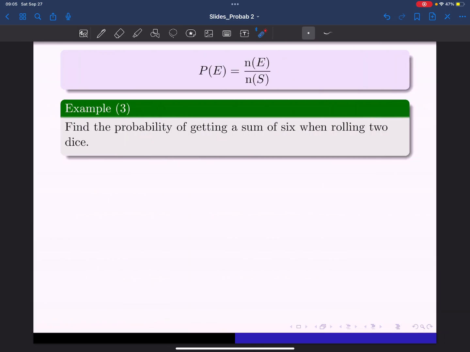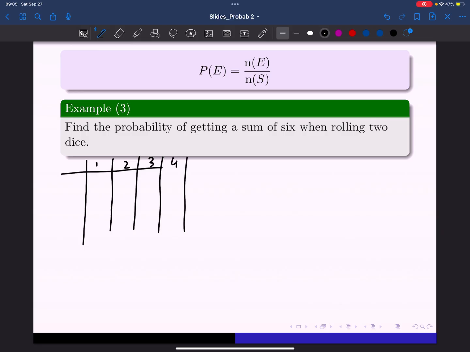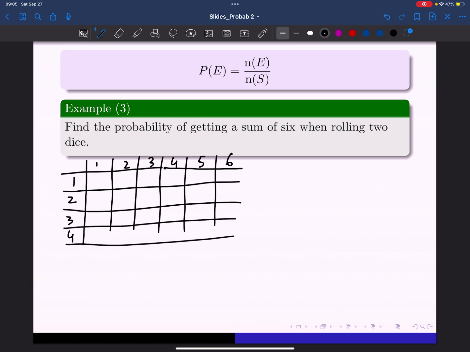Example 3: find the probability of getting a sum of 6 when rolling 2 dice. So we would need to list all possible outcomes. We did this sometime in counting, in a table. So 1, 2, 3, 4, 5, and 6. This is my first die. This is my second die. Also, I can get 1, 2, 3, 4, 5, and 6.